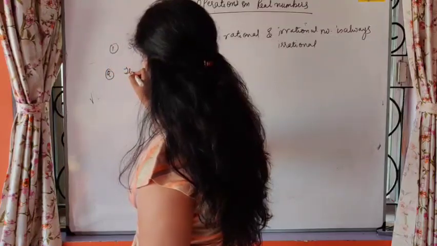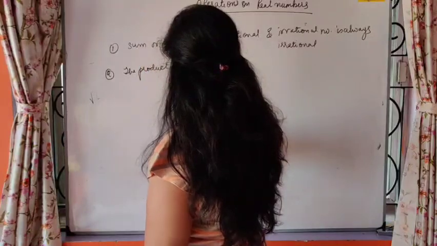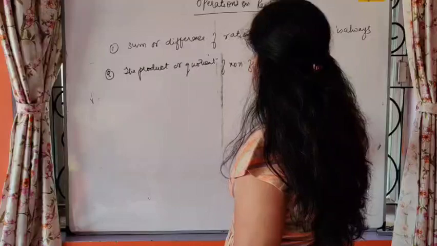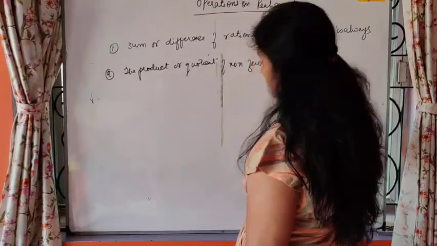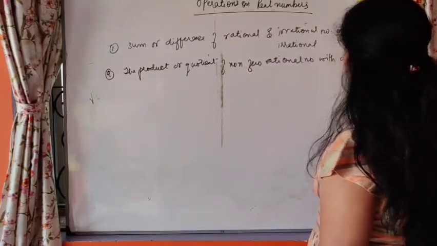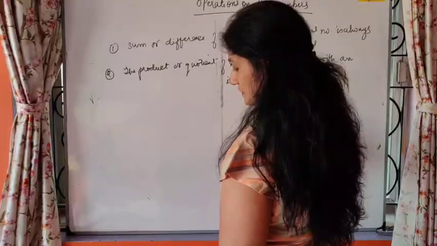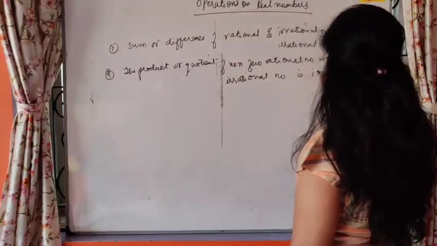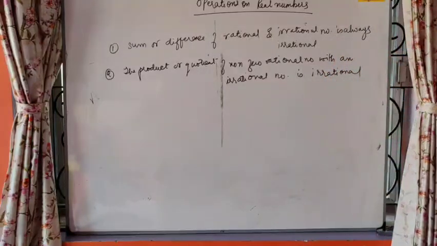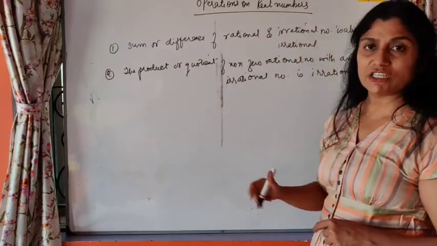Similarly, the product or quotient of non-zero rational number with an irrational number is also irrational. Now what do you mean by this? The product or quotient, that is, if we multiply or divide, why did we say non-zero rational number?